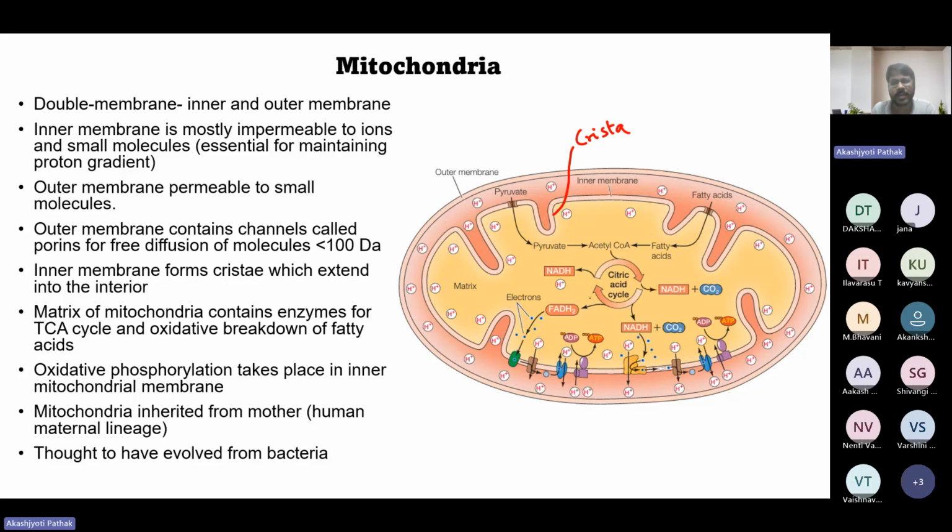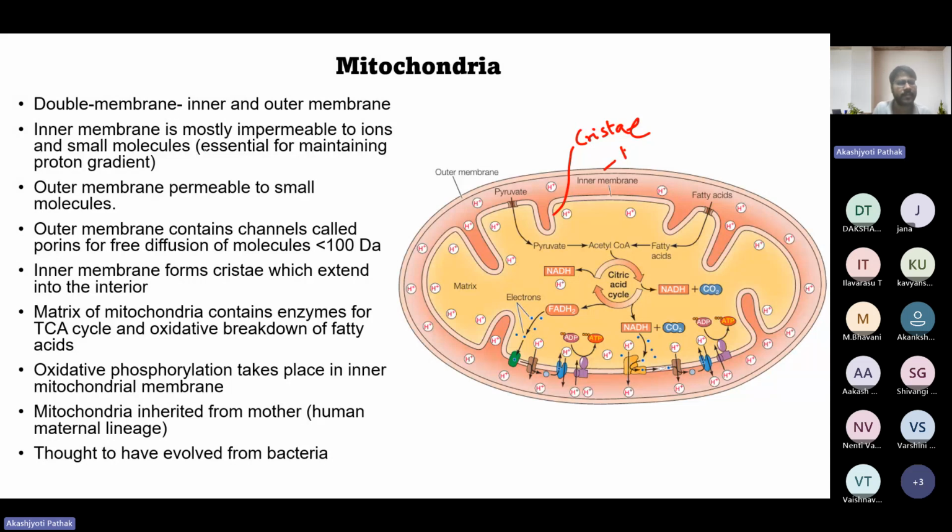So just the basics: it has an outer membrane and an inner membrane. The inner membrane is folded into structures called cristae. Another thing is that the proteins involved in oxidative phosphorylation, the electron transport system, are present in the inner membrane. The outer membrane is more permeable, as it has certain protein complexes which make it permeable, while the inner membrane is less permeable. And the matrix has several enzymes involved in metabolism.